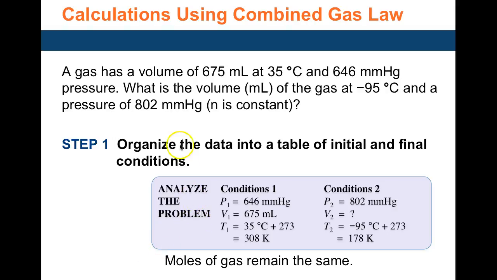All right, so here you have a problem using the combined gas law. The initial pressure is 646 millimeters of mercury, initial volume 675 mL, temperature is 308 K. P2 is 802 millimeters of mercury. You have to find out V2. The T2 is given, minus 95, that's 178 K. All right.